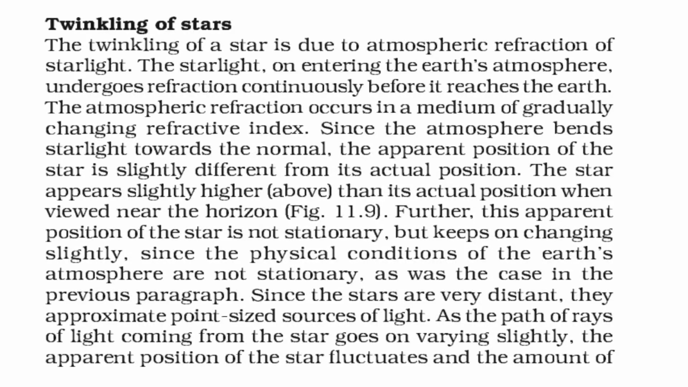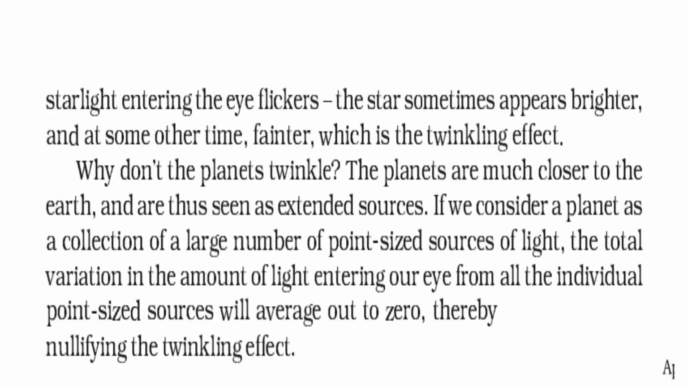Further, this apparent position of the star is not stationary but keeps on changing slightly, since the physical conditions of the Earth's atmosphere are not stationary, as was the case in the previous example. Since the stars are very distant, they approximate point-sized sources of light. As the path of rays of light coming from the stars goes on varying slightly, the apparent position of the star fluctuates and the amount of starlight entering the eye flickers. The stars sometimes appear brighter and at some other time fainter, which is the twinkling effect.